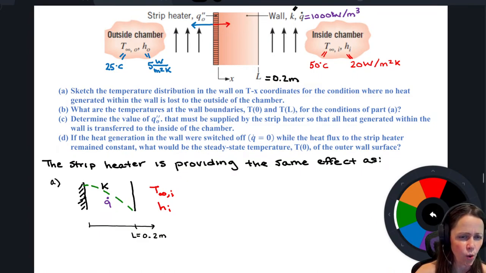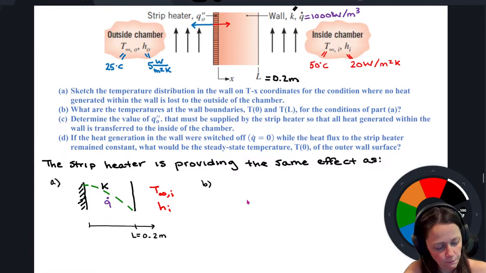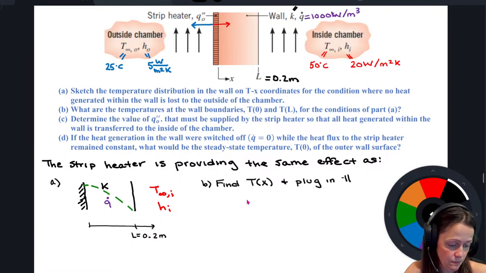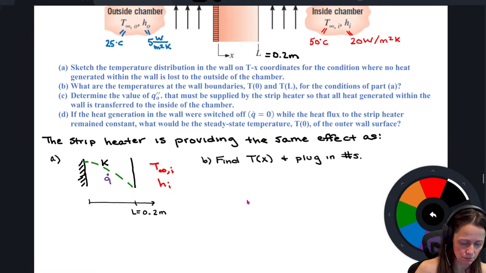All right. So let's get the next guy. So the next guy is asking, what are the temperatures at the wall boundary? So T at X equals 0 and T at X equals L for those conditions. Okay. So for B, we'll find T as a function of X and plug in numbers. When I say plug in numbers, plug in boundary conditions and plug in numbers. Okay. So I'm going to kind of ignore the stuff up there with the strip heater, the Q double prime, and all that stuff. I'm just looking at the figure that I drew with the insulation on the left-hand side.